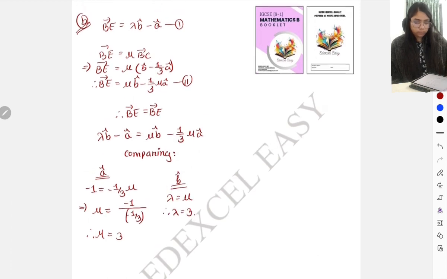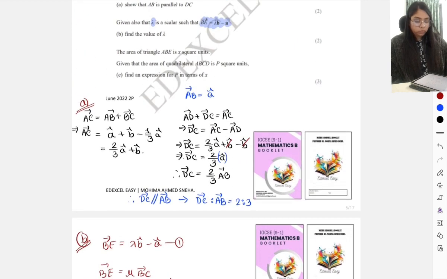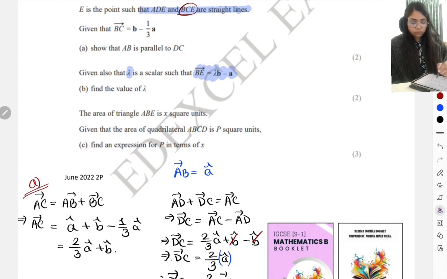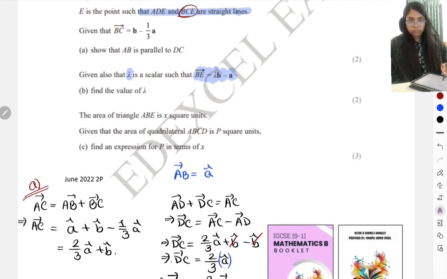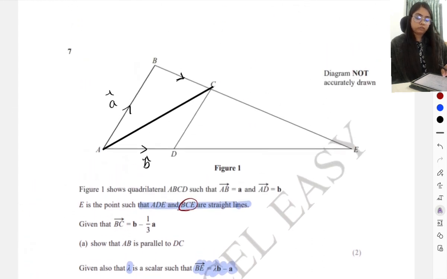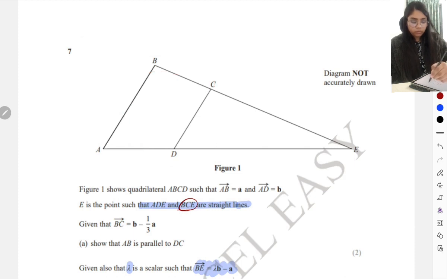Okay, then we'll be moving on to part C. For part C, it says that the area of the triangle ABE is x square meters, and given that the area of the quadrilateral ABCD is p square meters, we need to find an expression for p in terms of x. So basically we have to express the area of the quadrilateral in terms of x, right? I'll just remove all the things over here because these are not needed anymore.